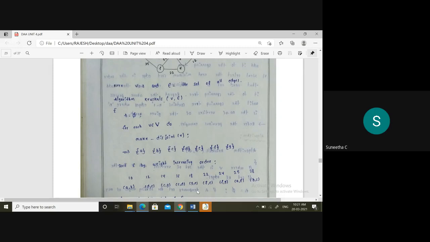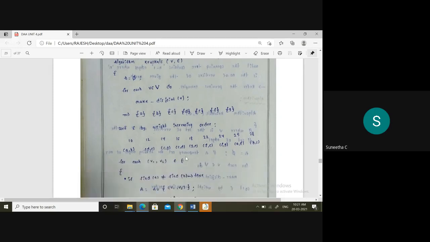Next line in the algorithm is for each v1 comma v2 belongs to capital E, we are checking this condition and we are performing these instructions. So what we are checking is first edge we are taking, AB edge we are taking. V1 comma v2 in the sense A comma B belongs to capital E. Capital E in the sense set of edges. Okay. So first we are checking this condition.